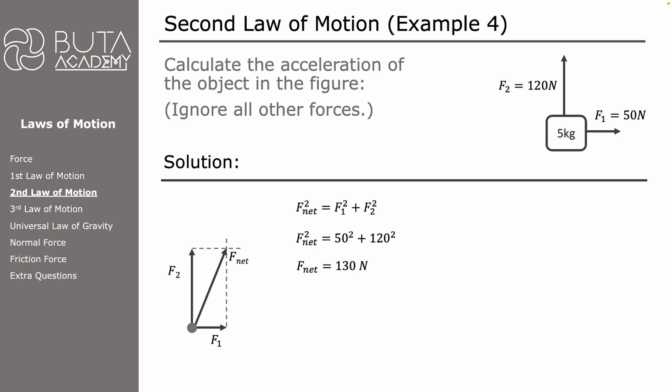Once we know the value of the net force, we can use the second law of motion to calculate the acceleration of the object. According to the second law of motion, the net force is equal to the mass times acceleration. Net force is 130 newtons and mass is 5 kgs. Acceleration of the object is 26 meters per second square.